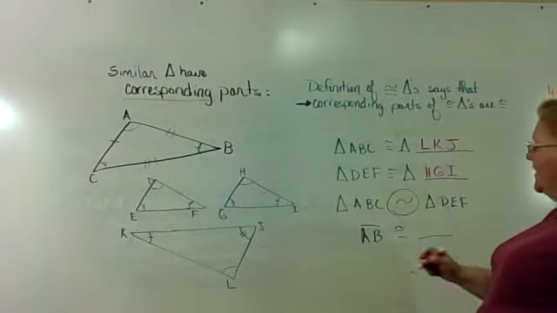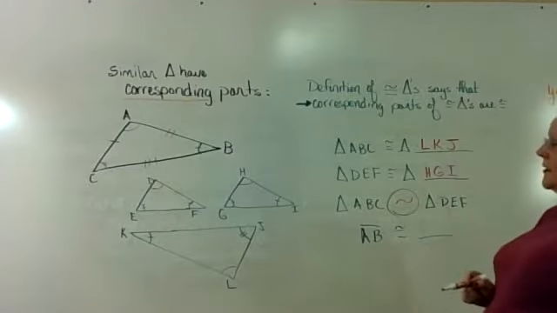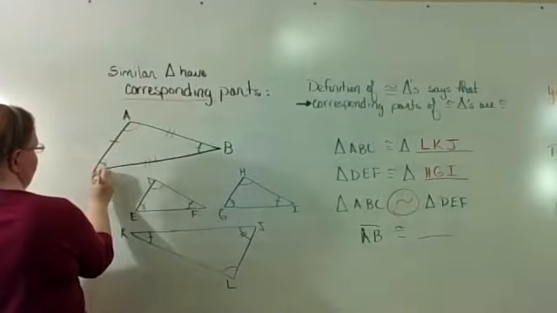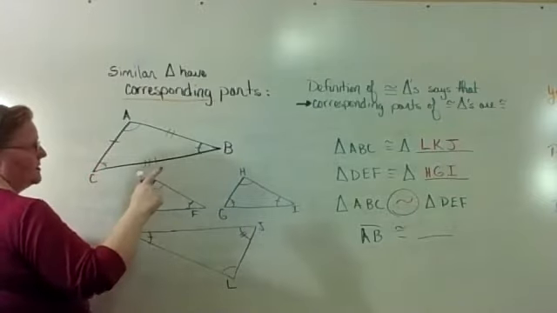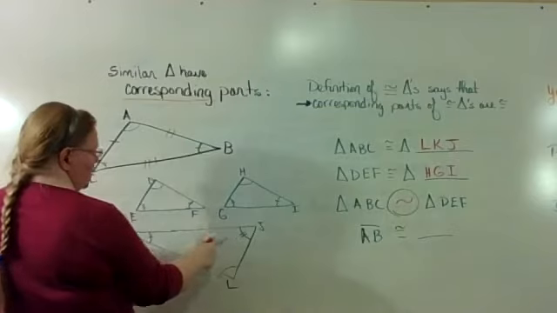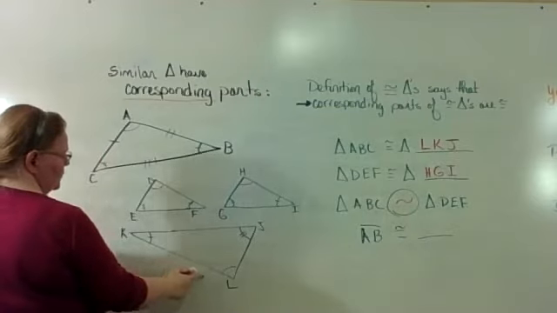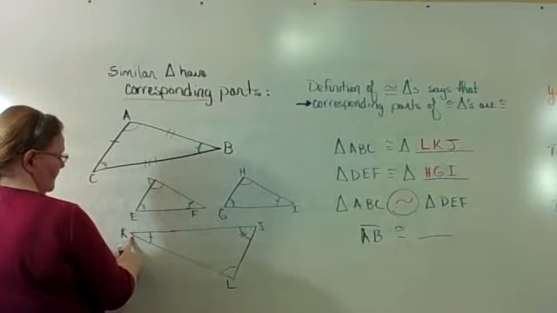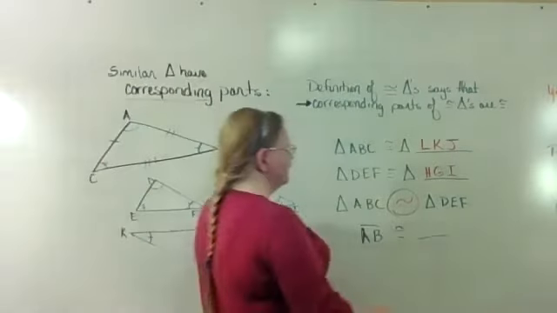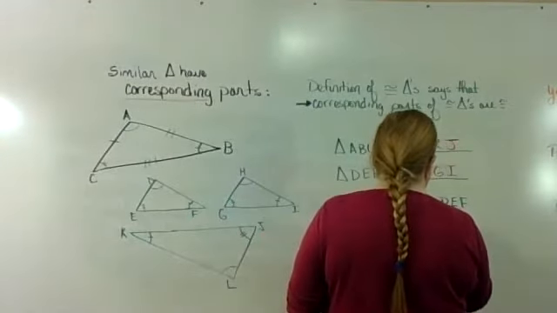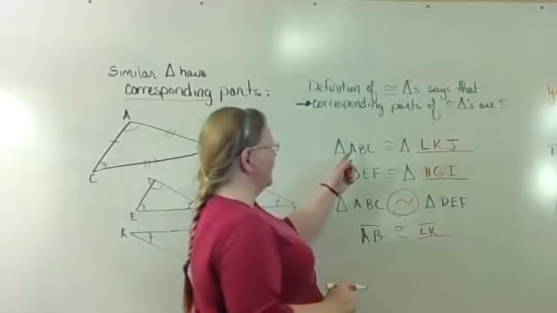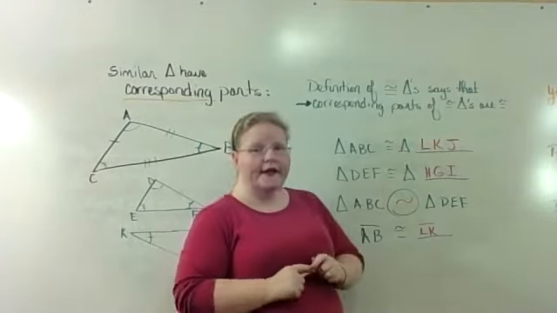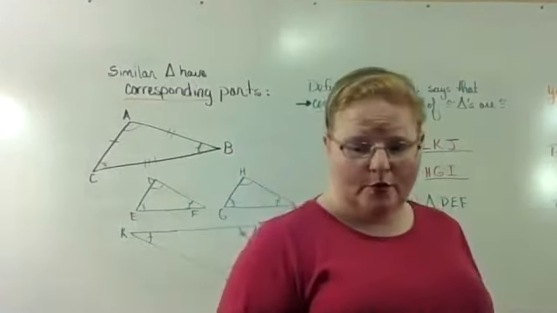And then side AB is congruent to which side? Well, AB is the side that's across from C. And we said C is the same as J, so the side across from J that starts at L and ends at K would have to be LK. If you got it from the pictures, that's great. If you got it from up here, that's fine too. Doesn't matter which one. Okay, so that is the end of section 4.1 for you.